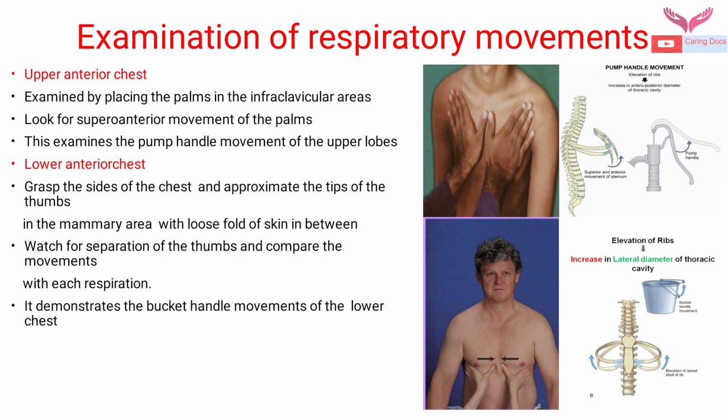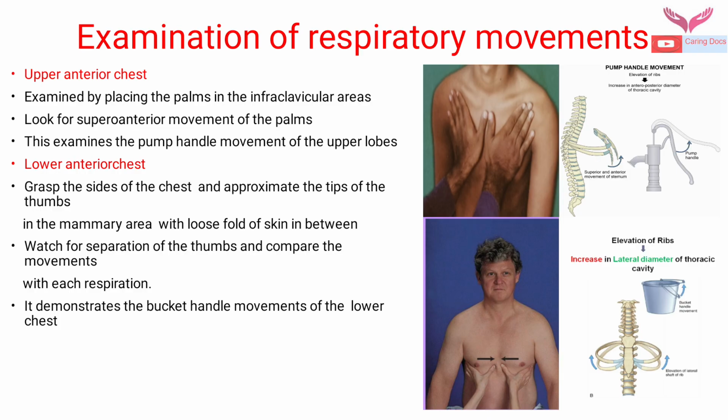How do we see the respiratory movements? For the upper anterior chest, we examine it by placing the palms in the infraclavicular areas as shown in the figure. Look for superoanterior movement of the palms, and this examines the pump handle movement of the upper lobe.